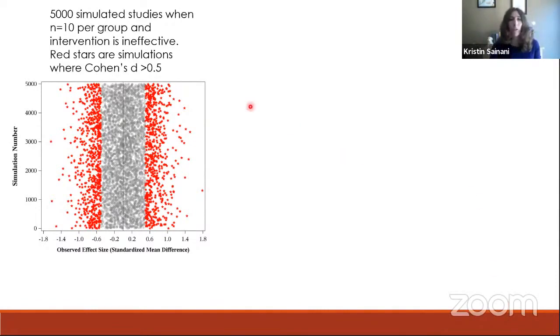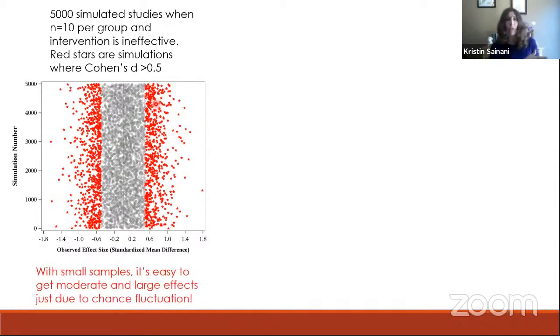So what I'm showing you here is I went ahead and did my simulation again, but I calculated the Cohen's d. This is the standardized mean difference between the groups. And I'm showing you the result of the first 5,000 trials. And these red starred areas, those are where I got Cohen's d's of 0.5 or greater. That would be considered sort of a moderate effect size.